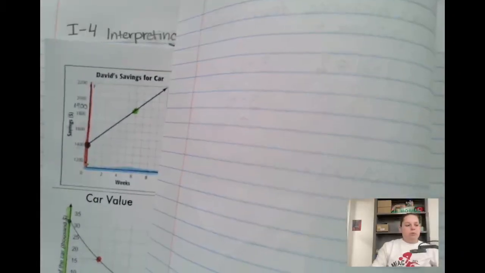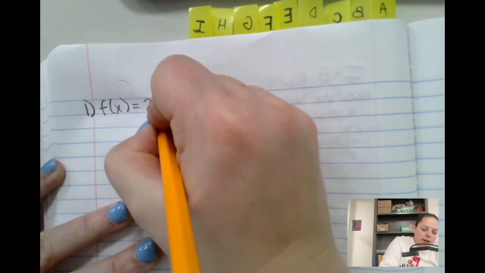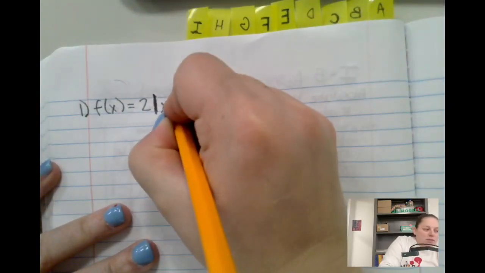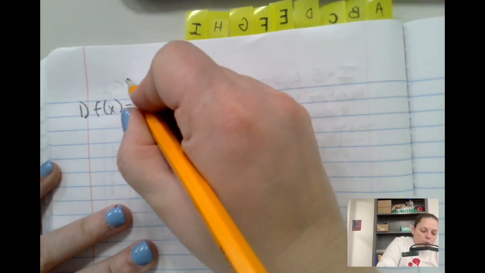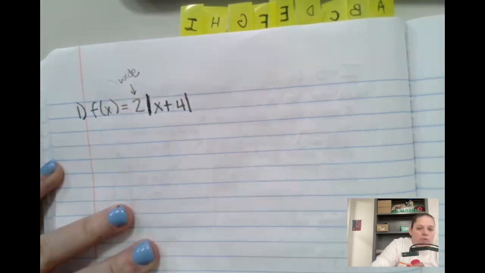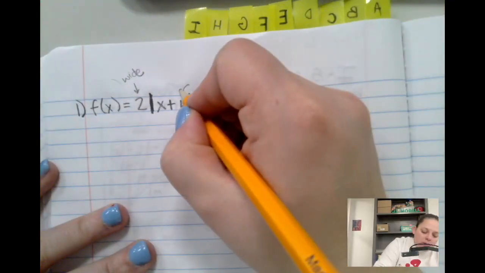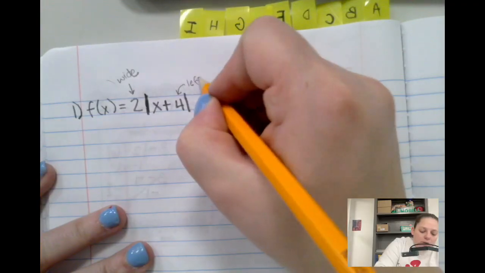All right, so here we go with number 1. Okay, number 1, we have f of x equals 2 times the absolute value of x plus 4. So this 2 tells me it's going to be wide because it's bigger than normal. It's double the size. And the 4 tells me, because it's positive, positive actually tells me it's going to go left 4.